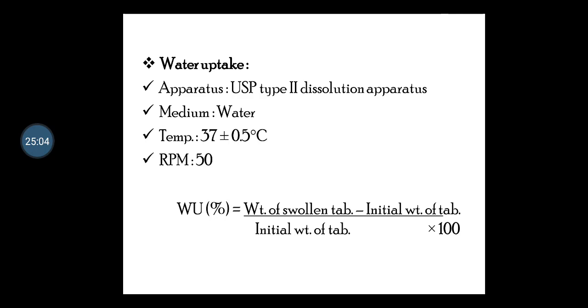There is one formula to calculate water uptake. Percent water uptake is equal to the weight of the swollen tablet minus the initial weight of the tablet, divided by the initial weight of the tablet, multiplied by 100. So with this formula you can go for the determination of water uptake.